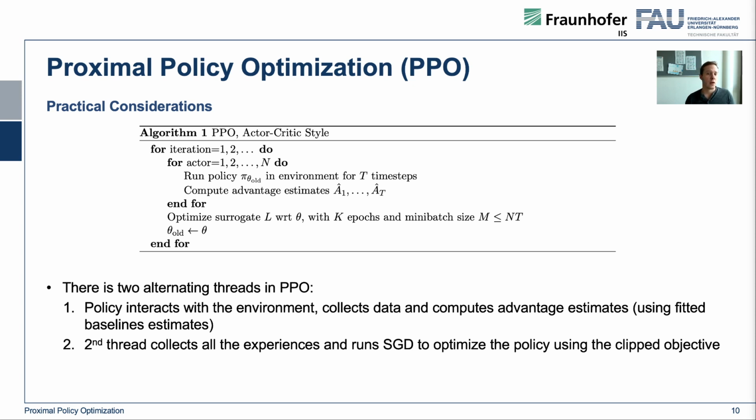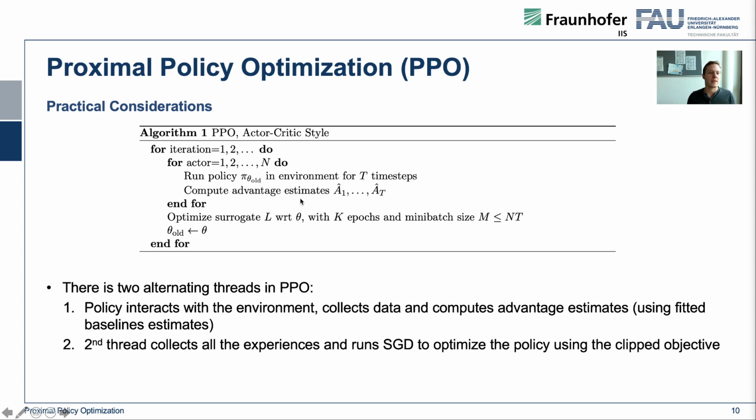In practice, if you define PPO in pseudocode, which is similar to what we did in the beginning, you run in iterations and you collect data, you collect your advantage estimates, and then you optimize your surrogate target and fit your new value function and things like this.